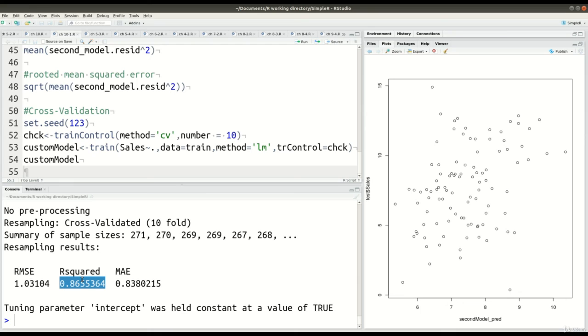So I hope this was useful for you as we conclude this journey in trying to understand how to apply machine learning algorithms using R.